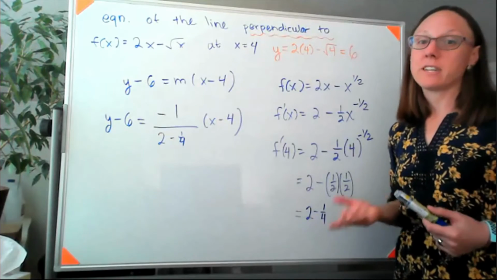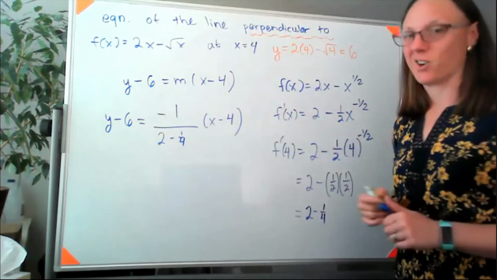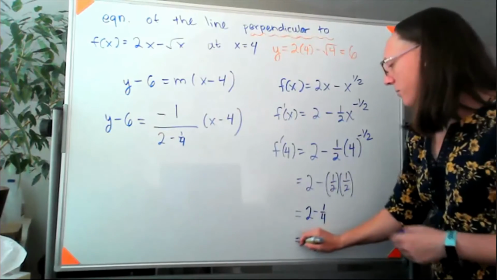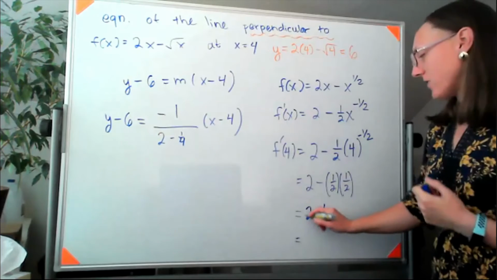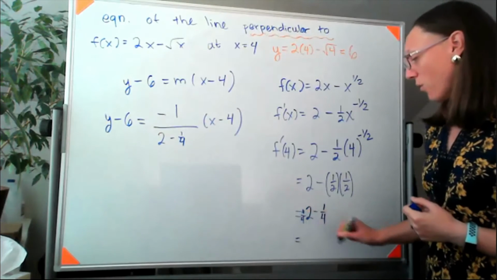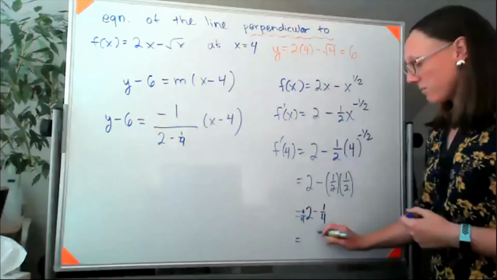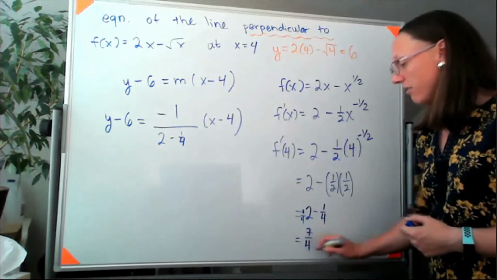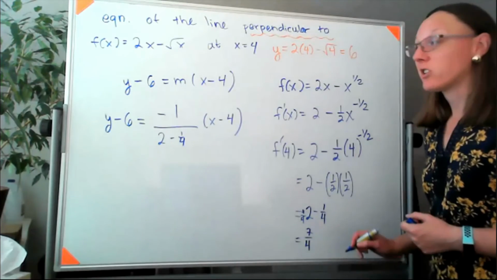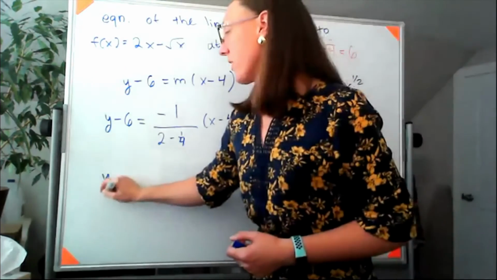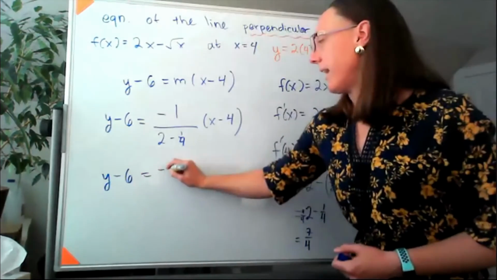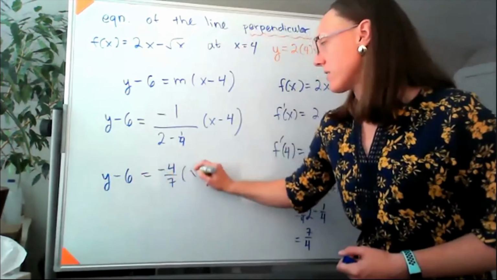Now, your TA is not expecting to see that answer. The answer your TA is expecting to see is the 2/4 minus 1/4. That 2, if I multiply it by 4/4, that's 8/4 minus 1/4, or 7/4. So your TA is expecting to see an answer that looks more like y minus 6 is equal to negative 4/7 x minus 4.